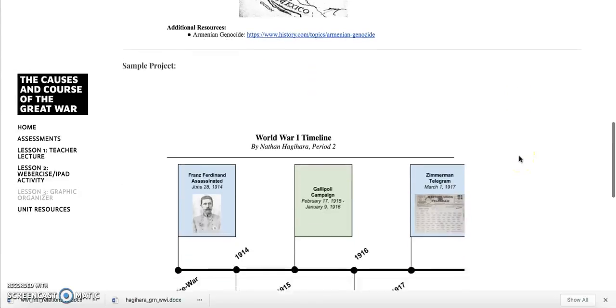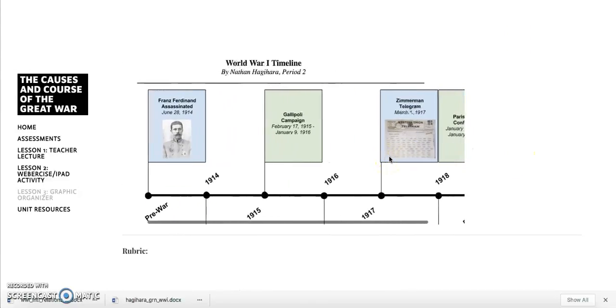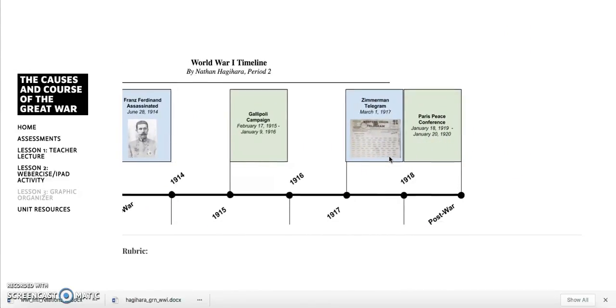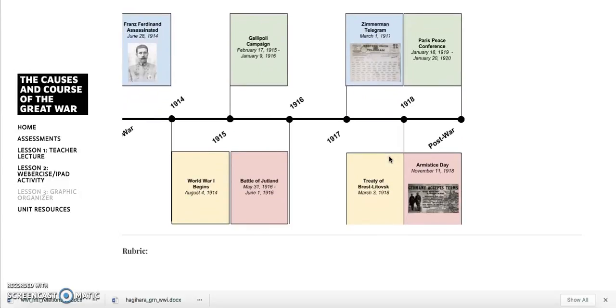When you scroll further down, there is a sample project here, as you can see, that basically provides an example for students to be able to use. Some of them do include images, as I've asked students to include a minimum of 3 images on their timeline, and all of them include the same basic title of the event and the dates and the year that they occurred.